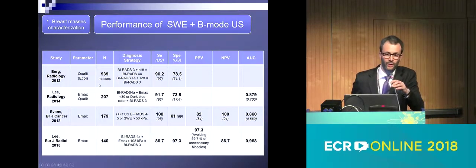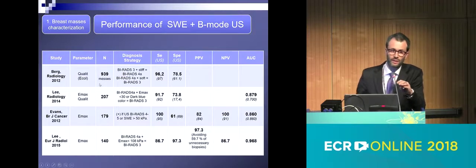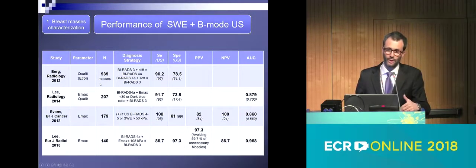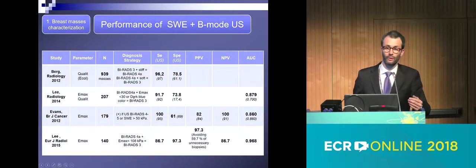The same kind of results have been shown by Lee in Radiology 2014. This study was performed in the screening setting. And Lee suggested to downgrade BI-RADS 4A lesions that were perfectly soft. And doing this, you see that sensitivity is once again not changed, but they significantly increased specificity. So different authors showed that using this strategy to combine shear-wave elastography and B-mode imaging avoids a high proportion of unnecessary biopsies.